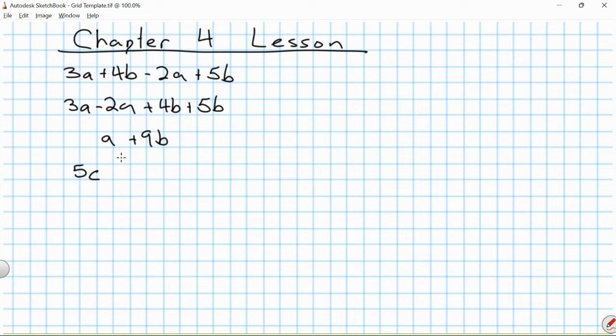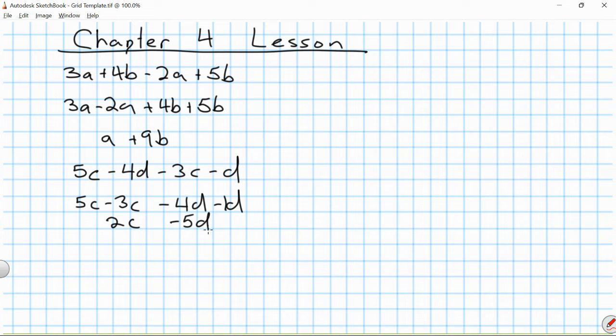So let's just get some practice. 5C minus 4D minus 3C minus D. Okay, now there's a lot of negative signs. As long as you keep them together, it'll be okay. 5C is going to go along with minus 3C, and negative 4D is going to be minus 1D. 5 minus 3 is 2C, and negative 4 minus 1 is negative 5D.